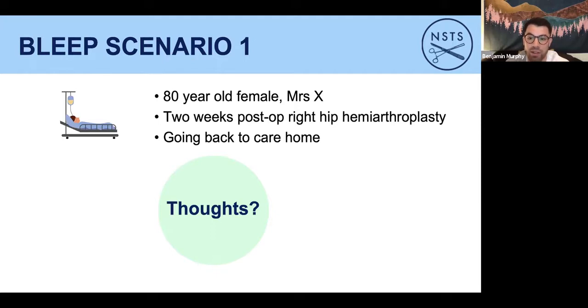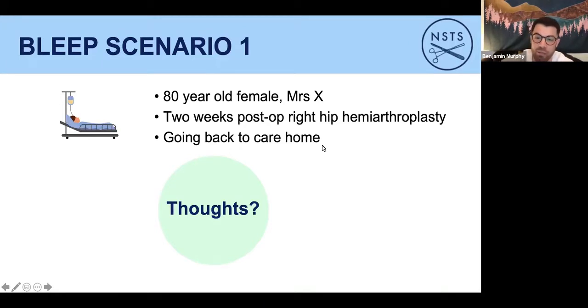Yeah, brilliant. So Joe said any recent consultant review. That's a really good point. Essentially, who said she can go home? Is the care home set up? Yeah, brilliant. Do they know that they're accepting her back, and at what level of mobility are they accepting this patient back? And is she medically fit? Brilliant. Thanks, Sarah.